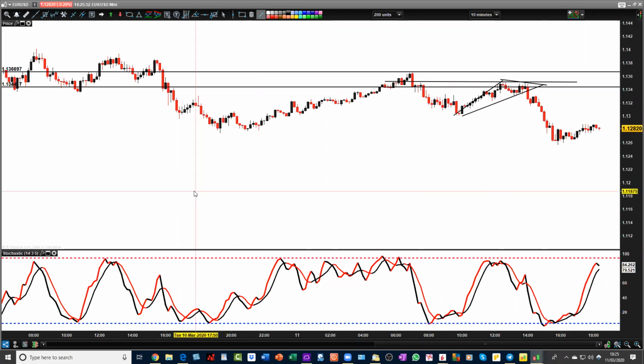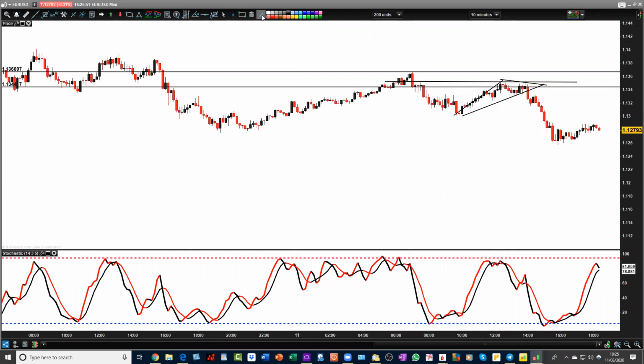Okay, so that's how I would handle the open if I was trading that. Actually, this went back into here as we headed towards the US Open.